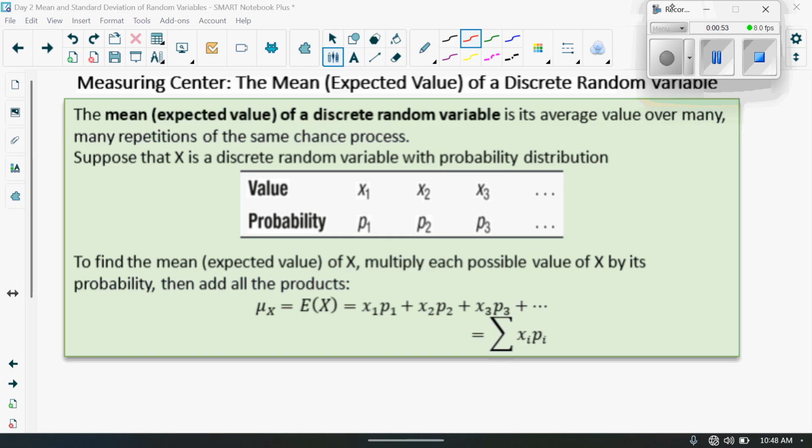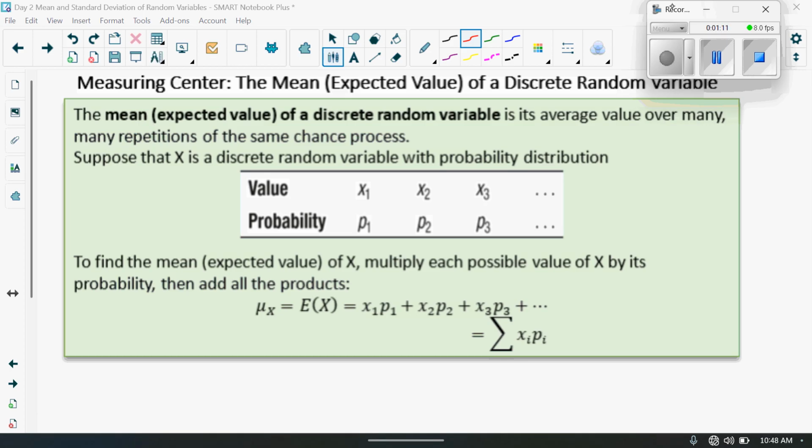The expected value is the average over many, many repetitions of the same chance process. So if we had done something in the long run many, many, many times, this would be the number of whatever the X is that we're counting that we would expect to obtain.